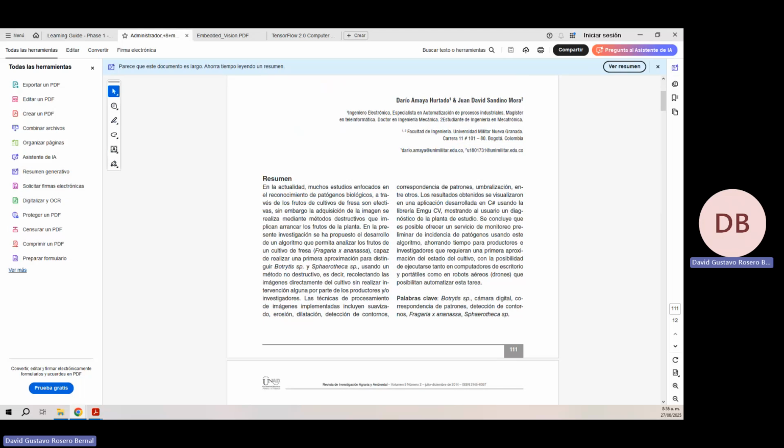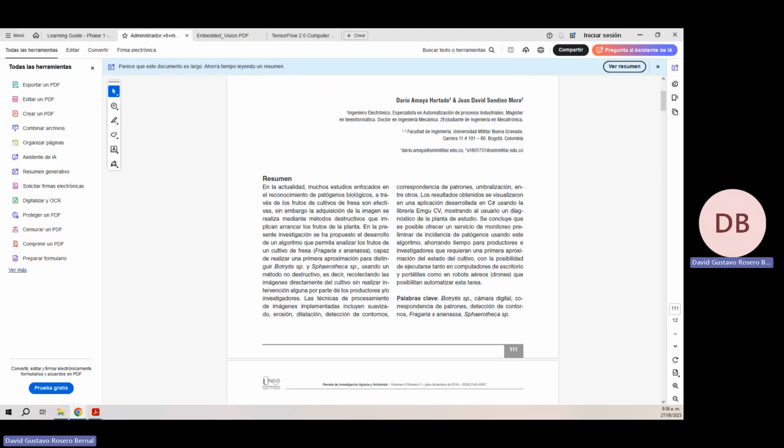Color space conversion: images from the camera in RGB format were converted to HSV, hue, saturation, value. This step improved the distinction of fruit tones and made thresholding more robust against lighting variations.